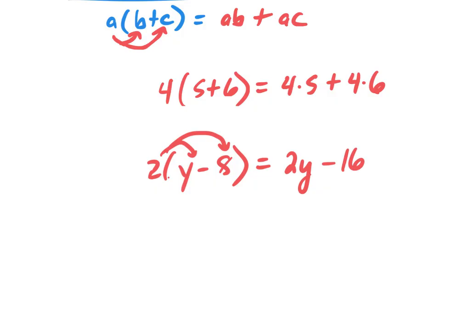Okay, and this is a little bit different because I can't combine these two things together. This one has a y, this one doesn't. Those are not the same thing. So I just leave it as 2y minus 16. Okay? So there's 3 different variations.